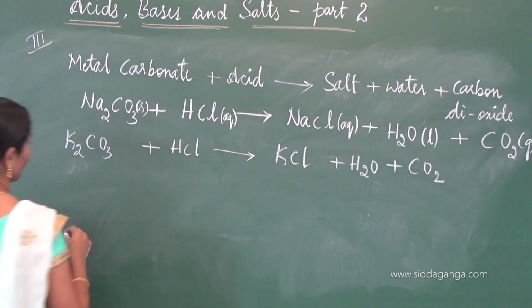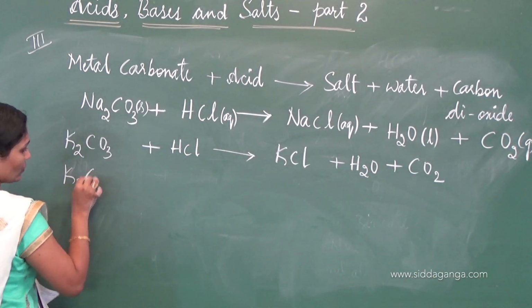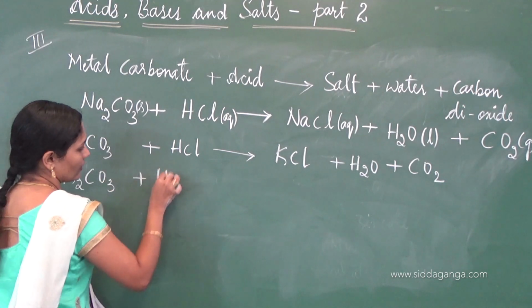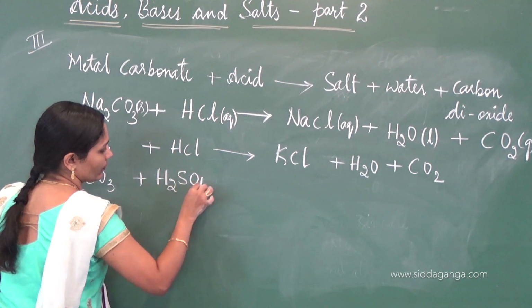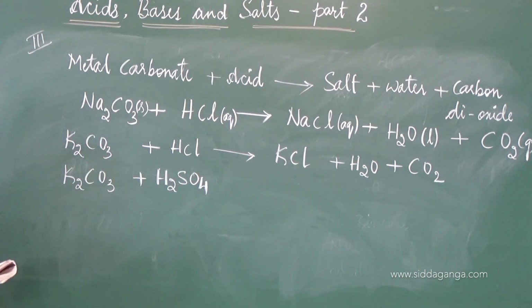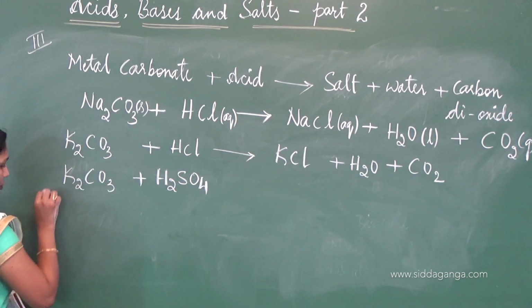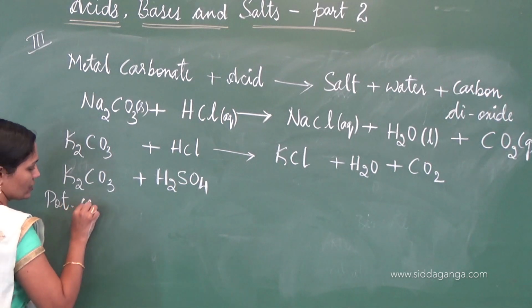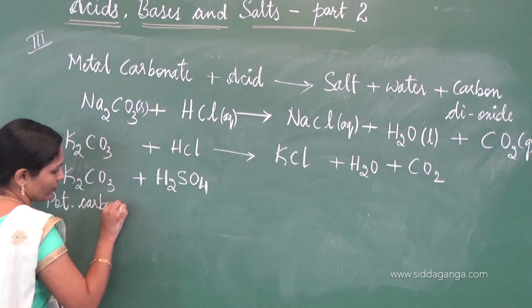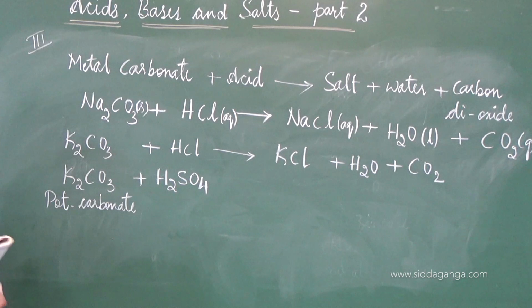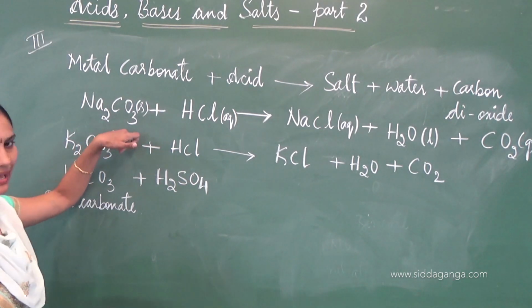We can take down another acid, K2CO3 with H2SO4. You can complete the equation. Potassium carbonate reacting with sulfuric acid. This is potassium carbonate reacting with sulfuric acid. Complete the equation. Check whether the equation is balanced.